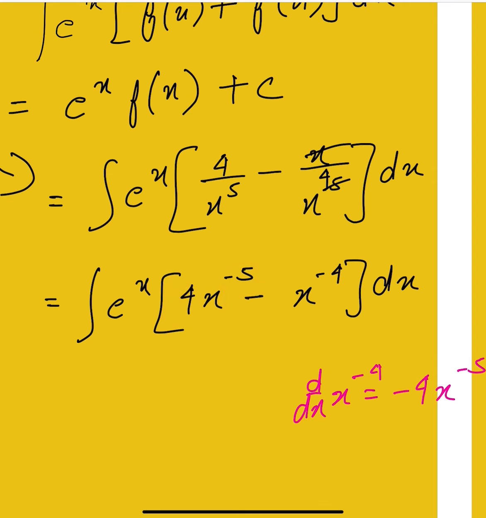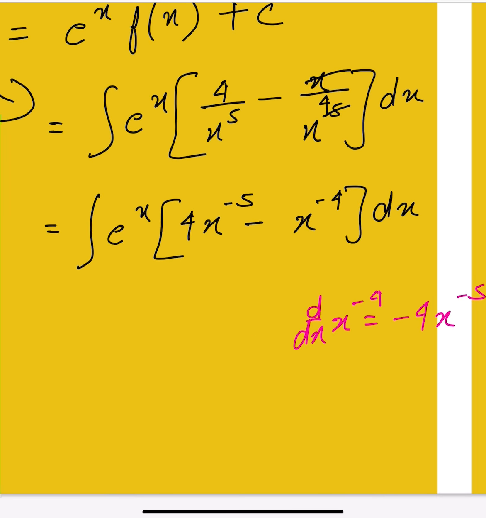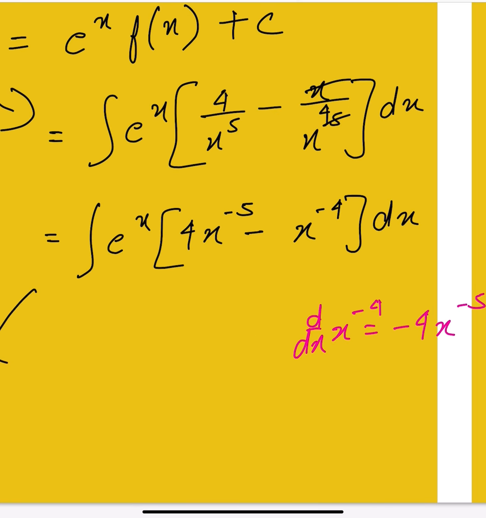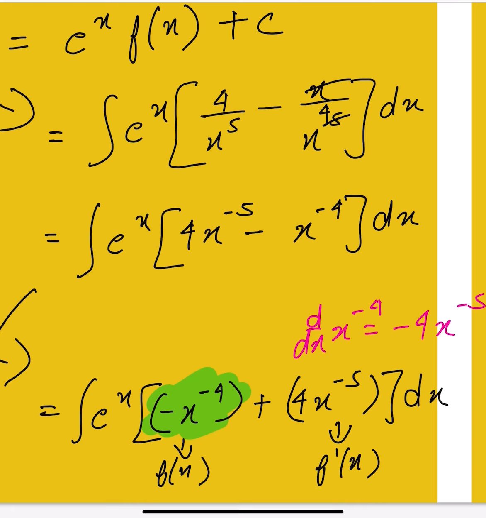So in short, our f of x will also take a minus in it, so that if you place a minus here, this minus and this minus will become plus, because there has to be a plus between f of x and f dash x. So we are going to write this as one more step: e to the power x bracket, you will write minus x to the power minus 4. Now remember, this is our f of x. Then you'll write plus 4x to the power minus 5 dx. This is our f dash x. We have already seen this over here.